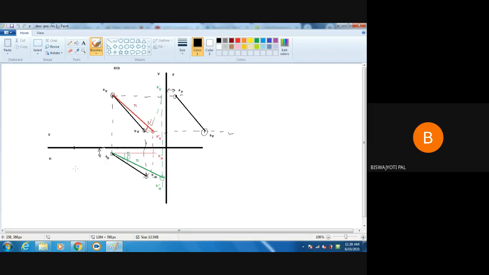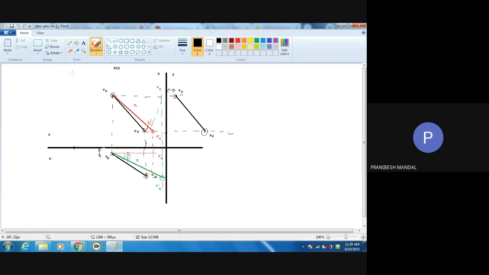Say it once more. Instead of this revolution method, with that particular additional plane, we can get the same true length and alpha. Is it all right? Yes, sir.